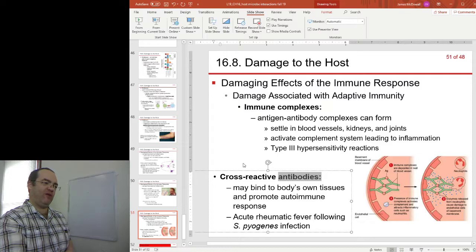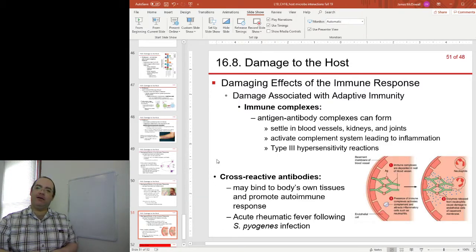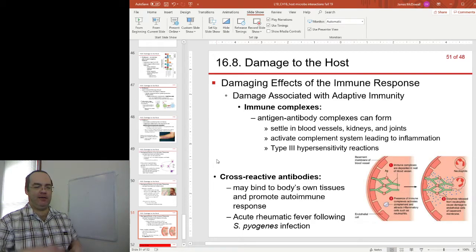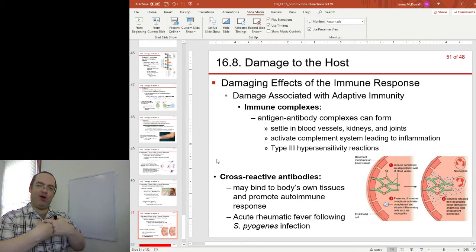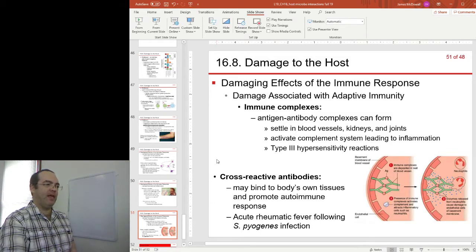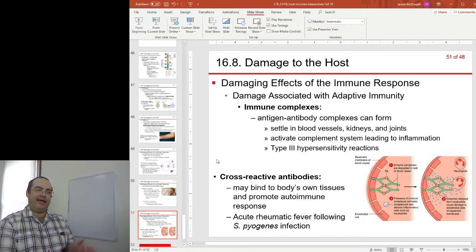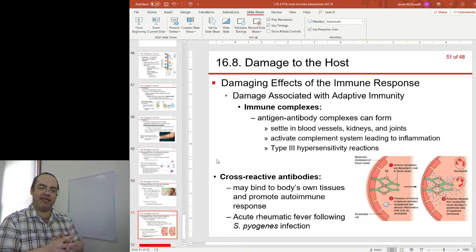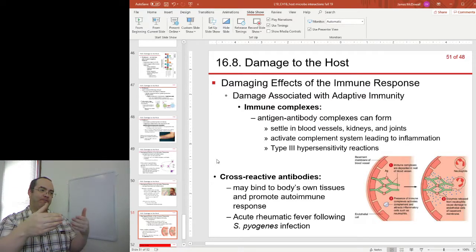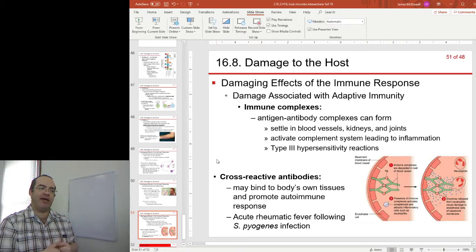Cross-reactive antibodies. We've looked at some ideas about bacteria and viruses cloaking themselves in the host's own molecules. But then if a bacteria that is using our own molecules to defend itself is provoking the immune response, the body just might start making a response against the host's own molecules.